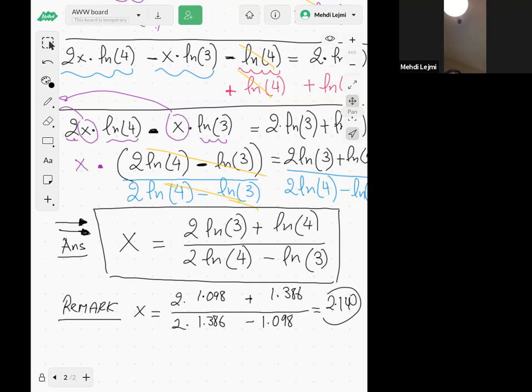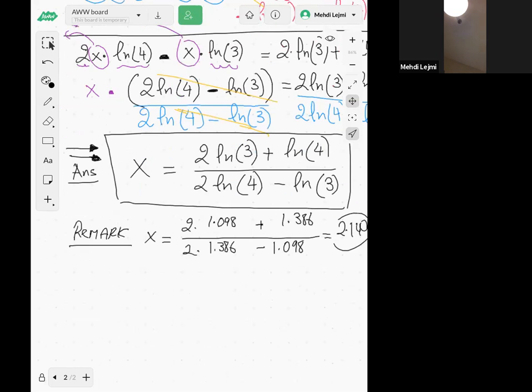Any question, guys, about this example? So I think we covered all possible examples: when you have the same base, and when you don't have the same base. So probably we can go for an exercise.